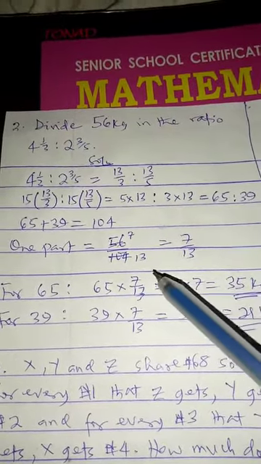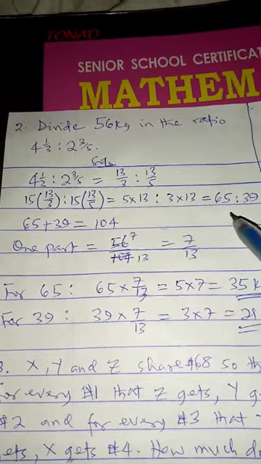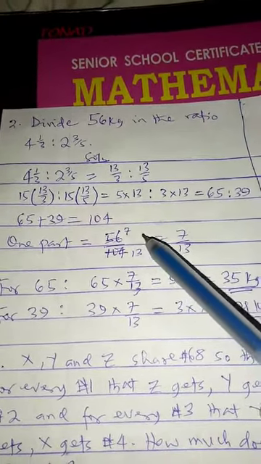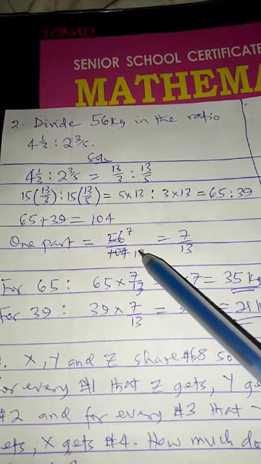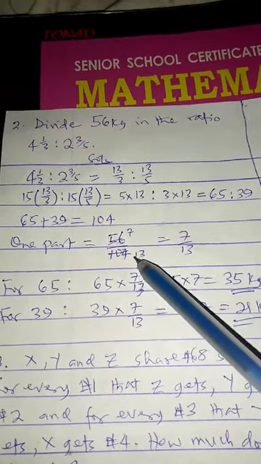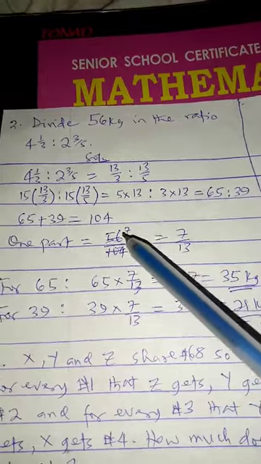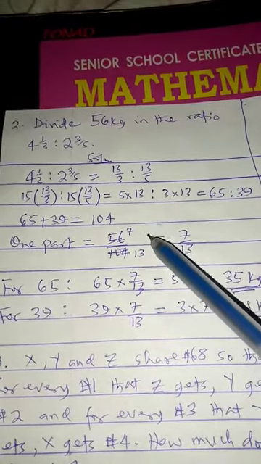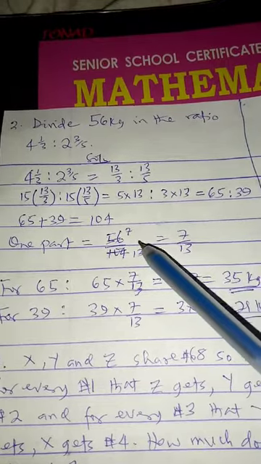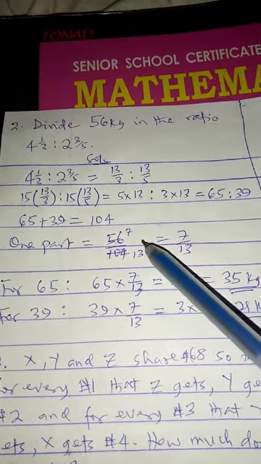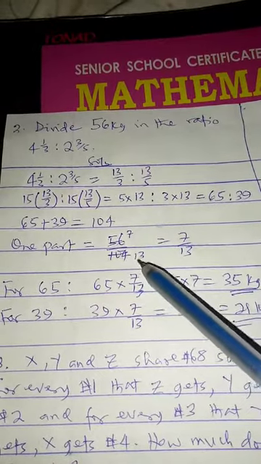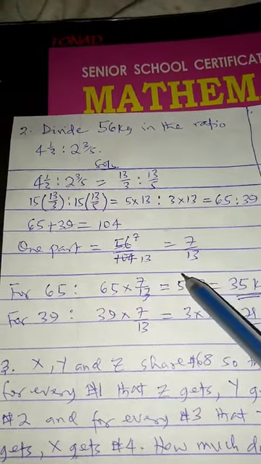Go back the way we did in example 1 by adding them together to have 104. Divide 56 by 104 parts, so that one part gives 56 over 104. This should give a decimal, but give your answer as a fraction by reducing it to its lowest terms. 8 here gives 7, 8 here gives 13, and that is 7 over 13.